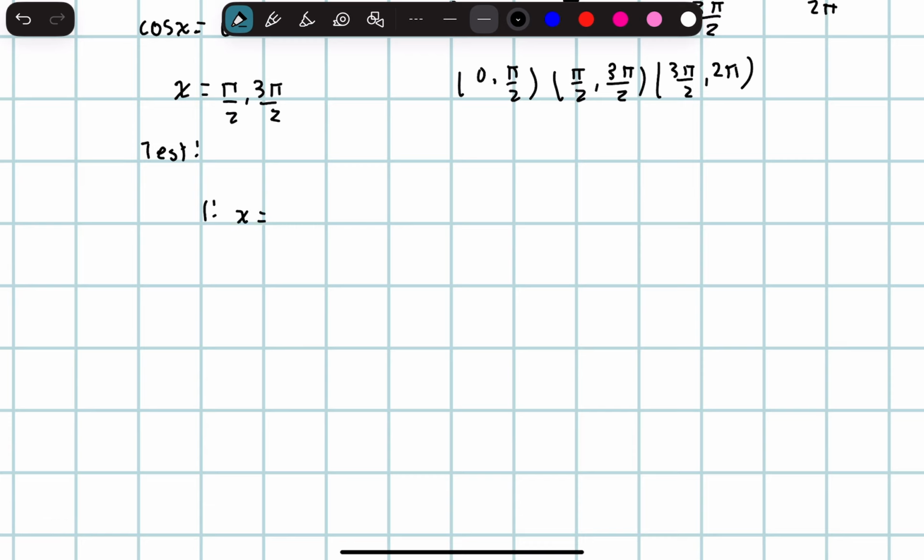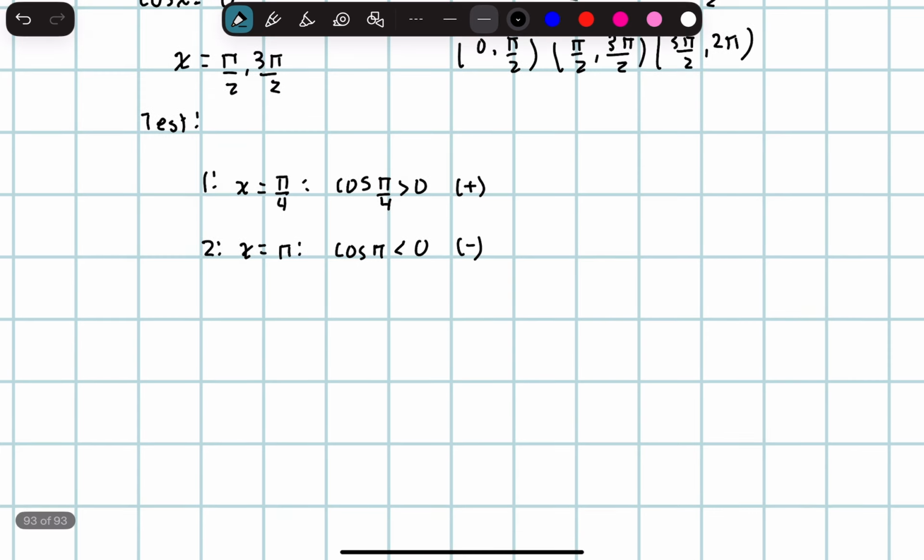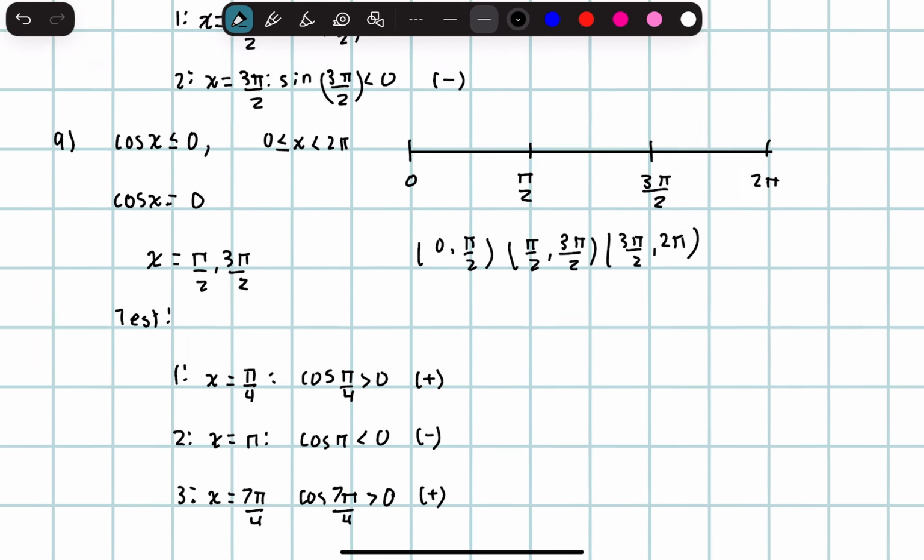And now we can test these intervals. For our first interval, we can test the easy value of x is equal to pi over 4. When you test that, cosine of pi over 4 is greater than 0, so that's positive. For the second interval, we have x is equal to pi, which makes cosine of pi less than 0, so that's negative. And for the third interval, we can set x equal to 7 pi over 4. Then cosine of 7 pi over 4 is greater than 0, so that's positive.